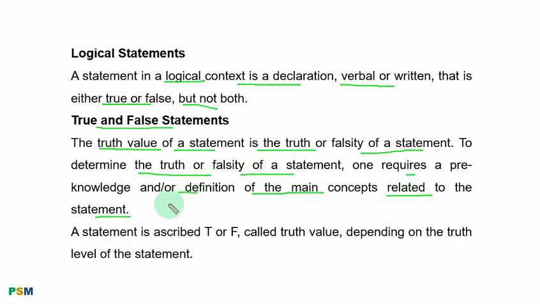A statement is ascribed T or F, called truth value, depending on the truth level of the statement. In other words, if the statement is true, you ascribe T to it. If it is false, then F is ascribed to it.